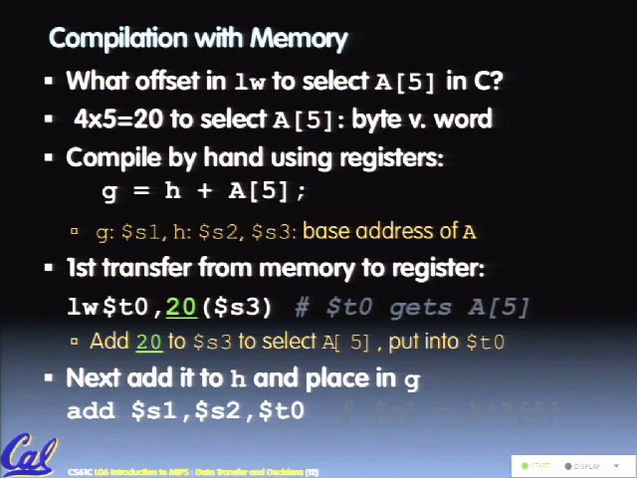So I have my A. What's my offset? Well, I've said before, we're counting by bytes at the memory level, but A[5] needs pointer arithmetic to say it's an int of 4 bytes wide. Therefore, 5 times 4 is 20. My offset is therefore 20. So lw $t0, 20($s3). Okay? That's what G = H + A[5] starts with. That's the first part. That's getting the A[5].